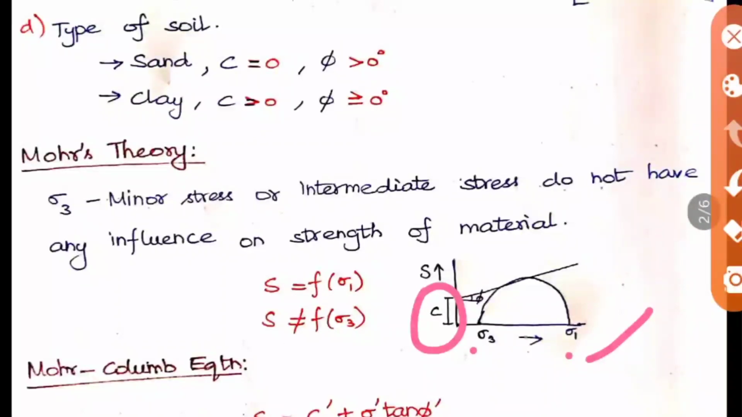In the x-axis it is stress and in the y-axis it is the shear strength of the soil. So what they are telling in Mohr's theory is that sigma 3 is the minor stress, and it can also be called the intermediate stress, and it does not have any influence on the strength of the materials. That means sigma 3 does not depend on any physical properties of the soil. And they tell that the shear strength is always a function of the major principal stress, and it can never be a function of the minor principal stress.